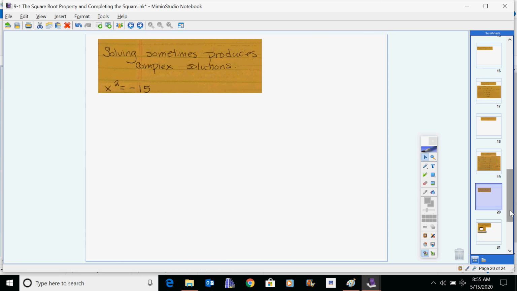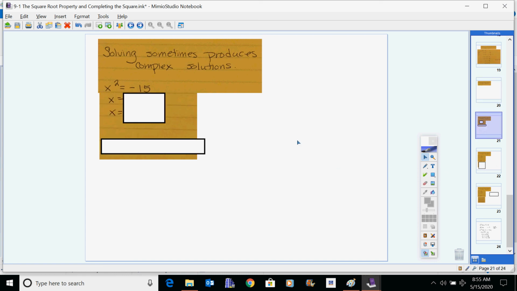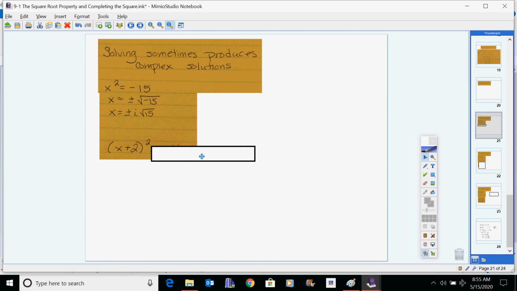All right, sometimes we get complex numbers. Okay, so we have x squared equals negative 15. So when you try to square root that, we get the square root of negative 15, plus or minus. But we know that whenever we have the square root of a negative, that's an imaginary. So plus or minus i square root 15. And that is two completely different answers. Plus that, minus that.